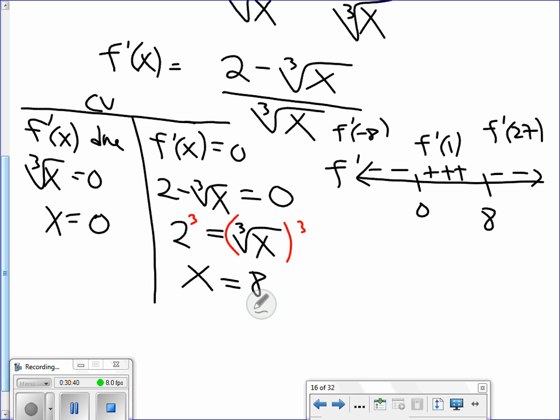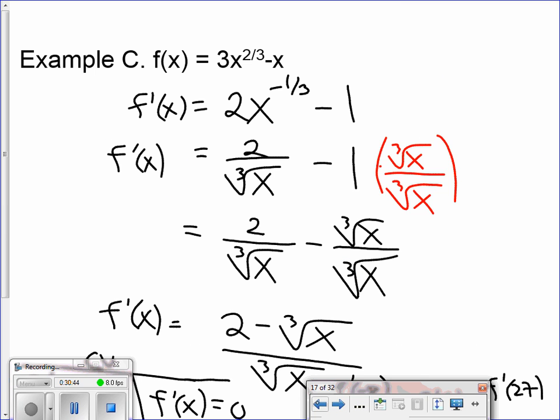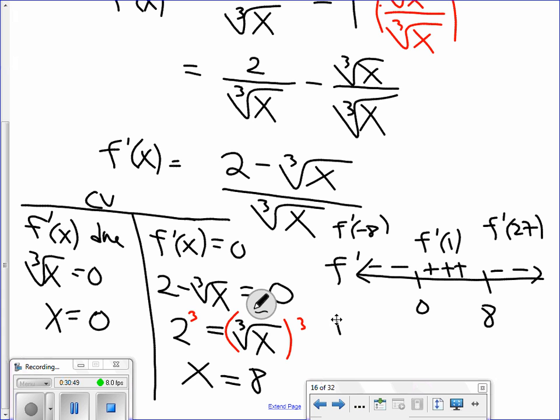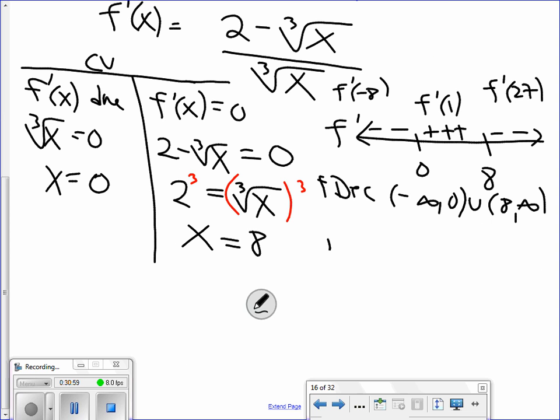So your function is decreasing from negative infinity to 0, and then from 8 to positive infinity. And f is increasing from 0 to 8.